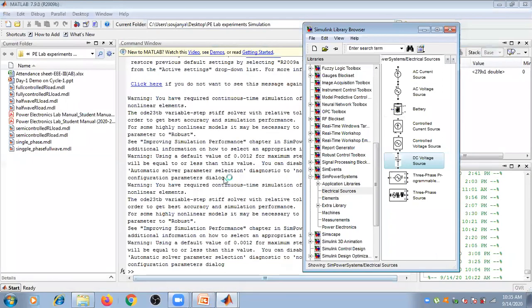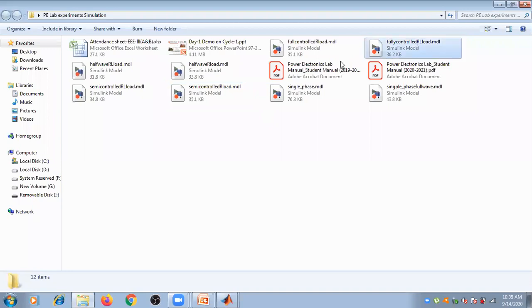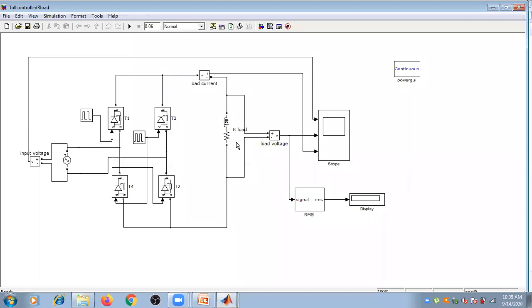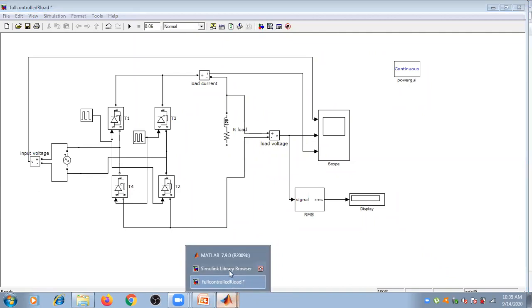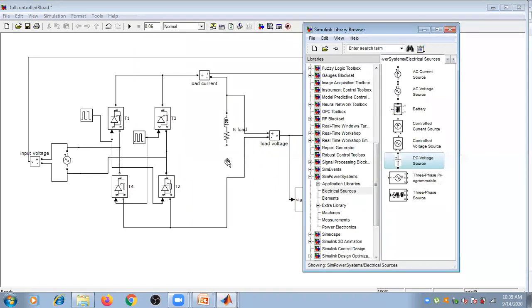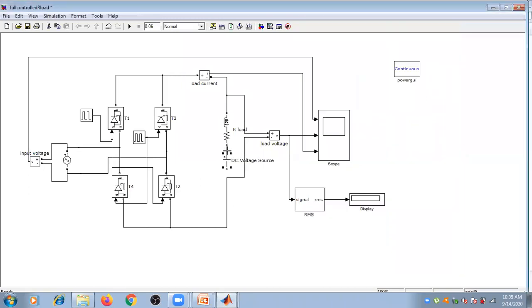Let's see a single phase full controlled converter with RLE load. So for RLE load, we can add a battery here to represent the back EMF. The battery represents the back EMF here. So I'm adding a battery here, and connecting them properly like this. So this is our DC motor load now.